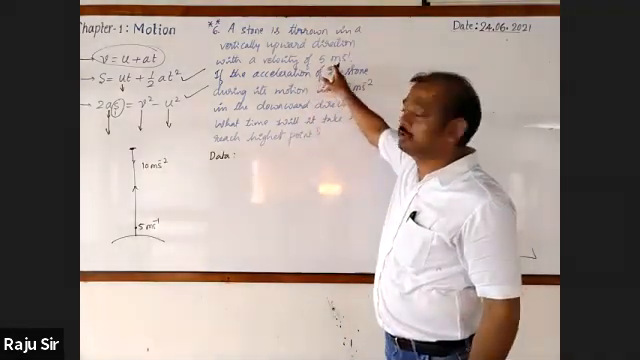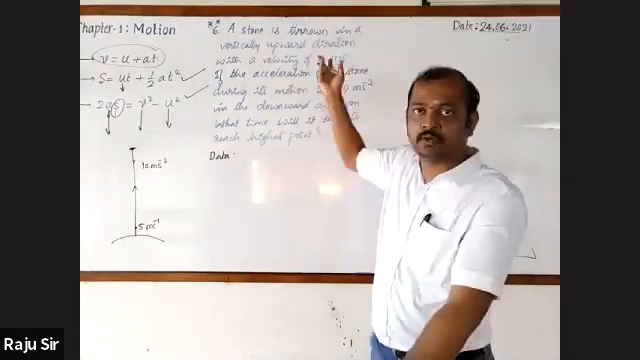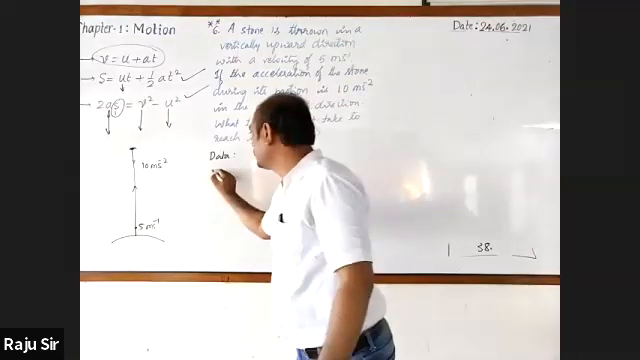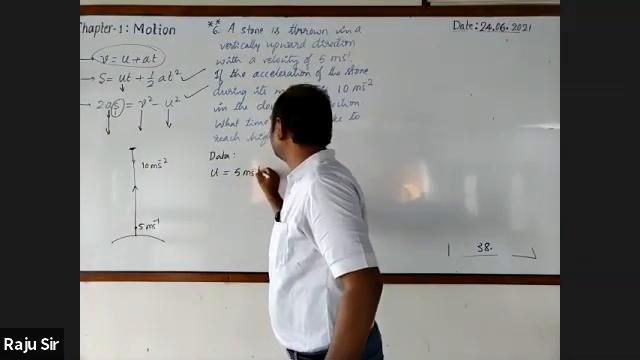First, what will you write? What does 5 meters per second indicate? Initial velocity. Very good. Initial velocity given to the stone. So initial velocity u is equal to 5 meters per second.